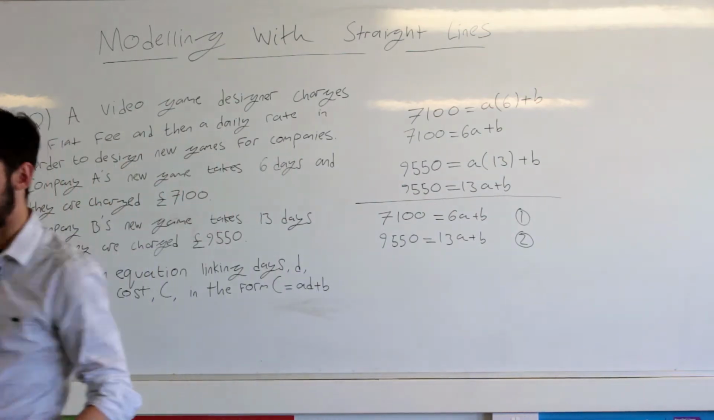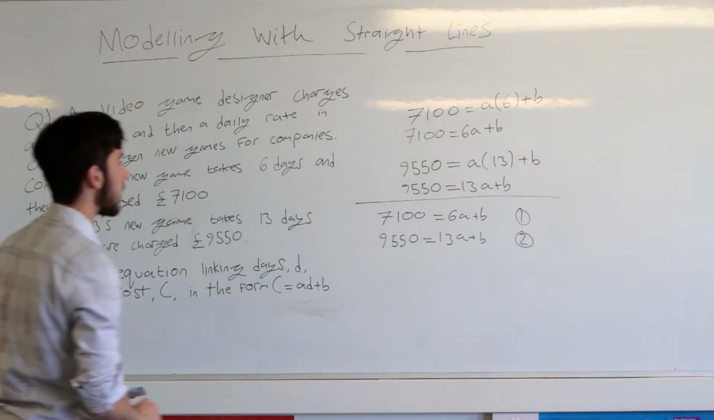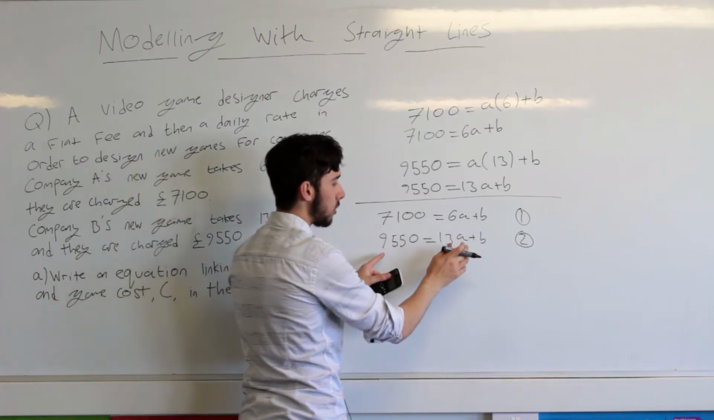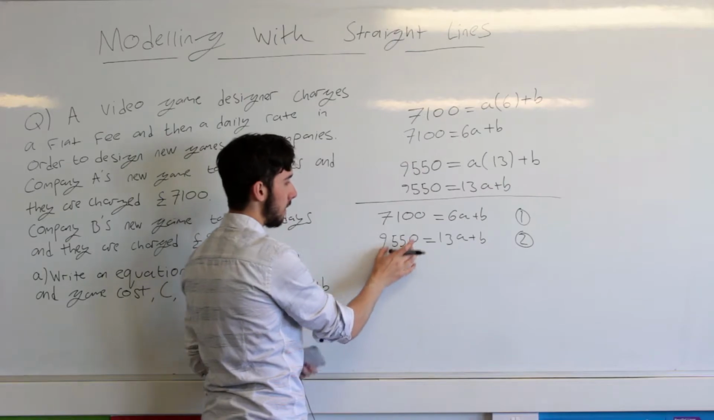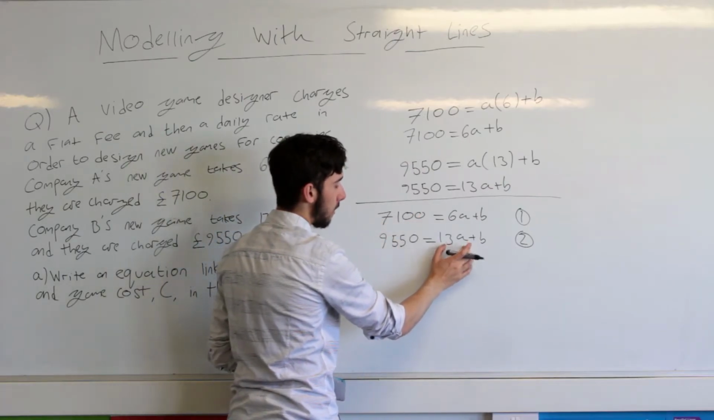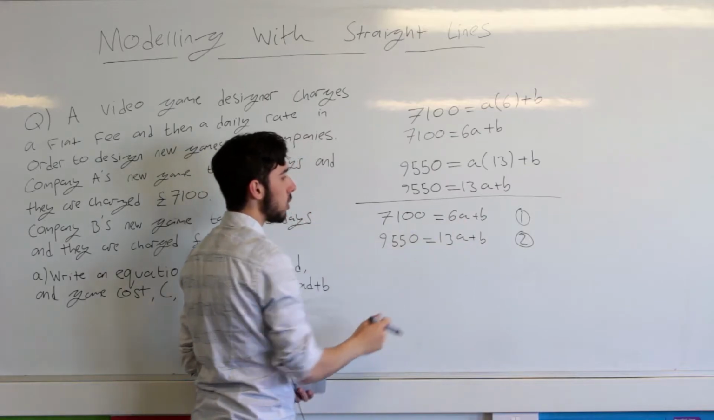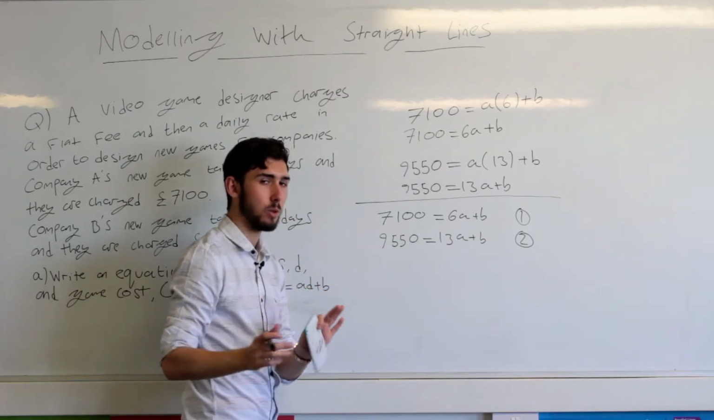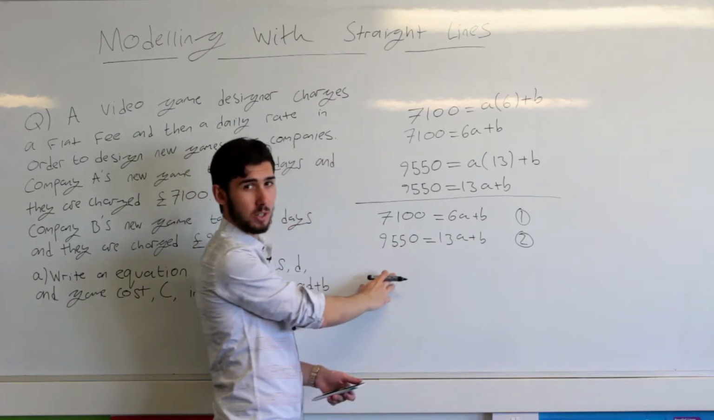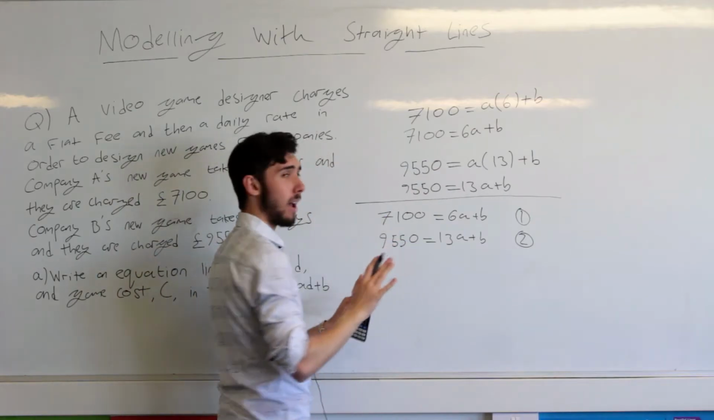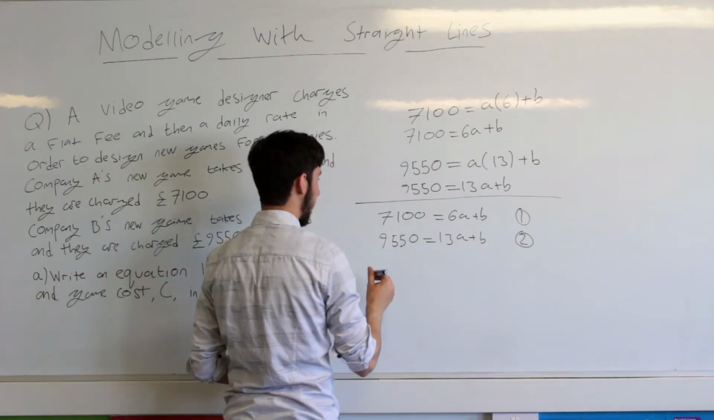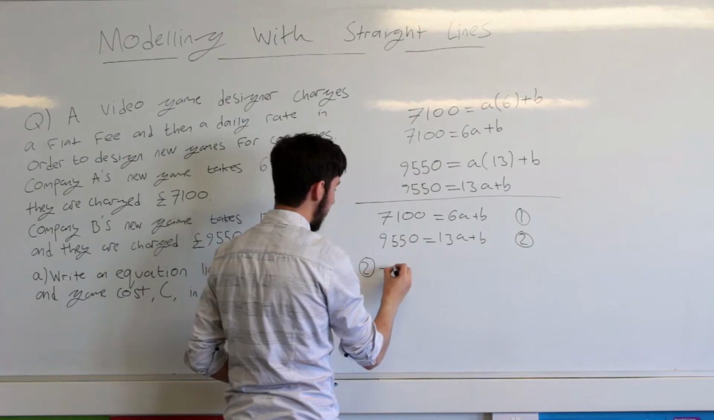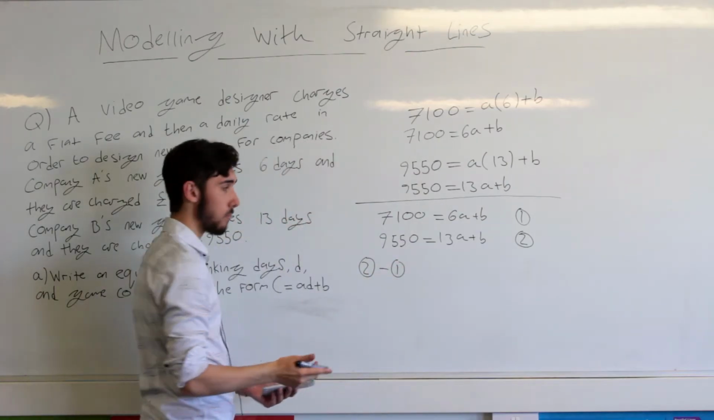I'm going to grab the calculator as well, because I can see this getting a little bit messy. In equation 2, we've got a bigger number than in equation 1. We've got a 13A and a 6A. So I think we should do equation 2, take away equation 1, because that's going to keep everything positive, which I want. Everything is going to be a positive number. I like positive numbers.